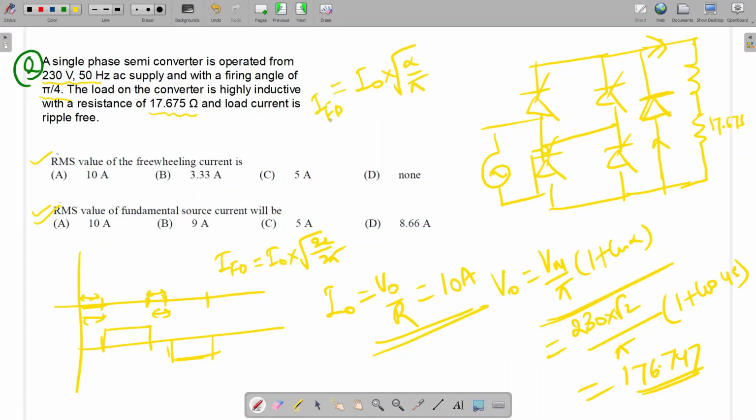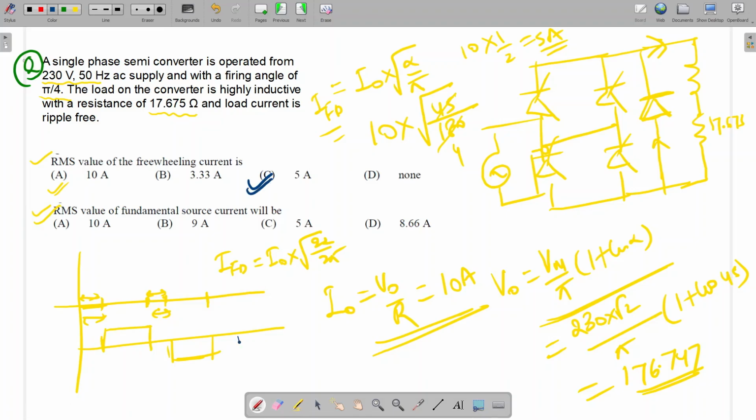IFD RMS, I naught is already 10. How much are you getting? 10 into under root of alpha by pi, that is 45 divided by 180, which is one fourth. So the square root is 1 by 2, and 10 into 1 by 2 is 5 amperes. First answer will be 5 ampere, option C.